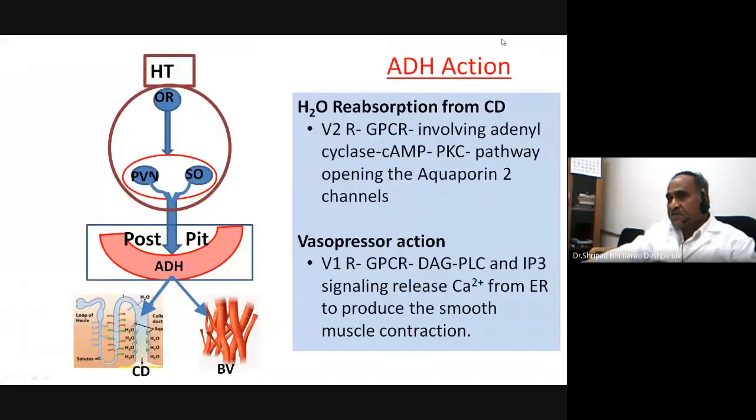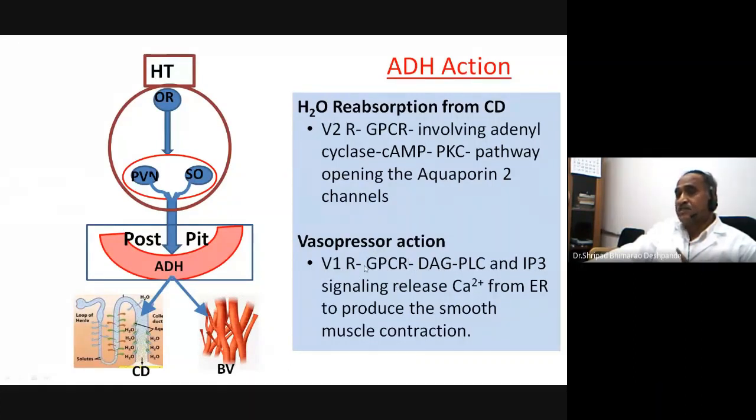Now, the second action of ADH is a vasopressor action. This vasopressor action is producing smooth muscle contraction. Especially it participates in the intermediate and the long-term regulation of blood pressure. Now let us see what is the mechanism of action of these. Now this would be activating the V1 receptors, that means the vasopressin 1 receptor. So vasopressin sits on the V1 receptor.